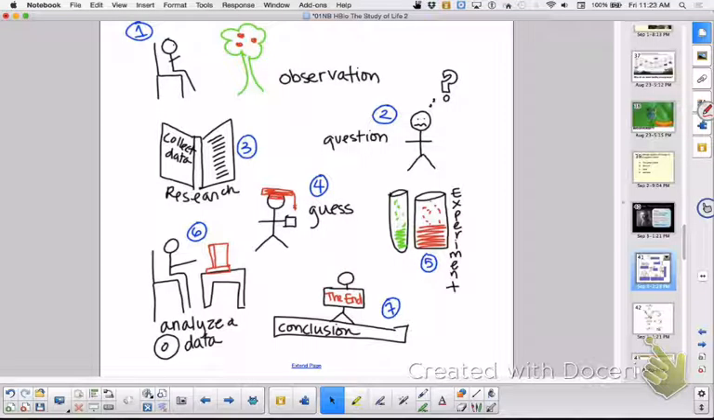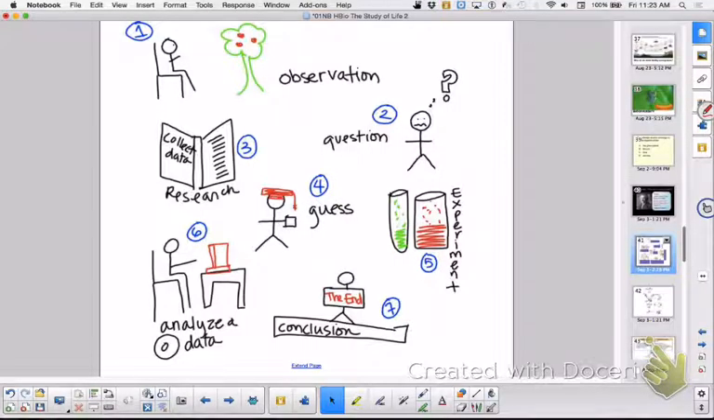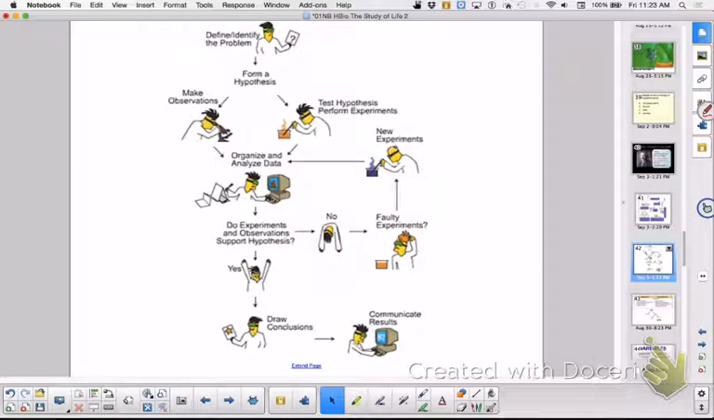Could I please have Slate? Please, side note here. When you're doing your experiment, it's not always that you're going to support your hypothesis, right? We saw that even in the roly-poly lab. Some of you could support that they preferred one environment over another. Some of you could not. So then you might have to revisit, do another experiment, check to see if you have a faulty experiment, and go again.